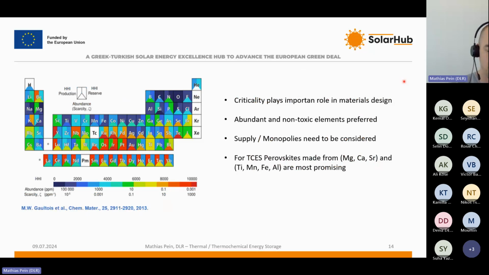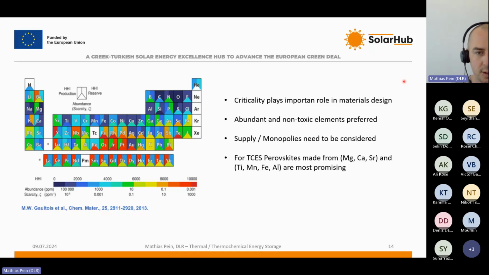One aspect that has risen to higher attention in the past months and years is also the topic of supply and monopoly. So if only a certain company or a certain country is the only supplier of a certain element, it's critical to be able to have multiple supply routes in order to scale up such devices and ensure supply for production.